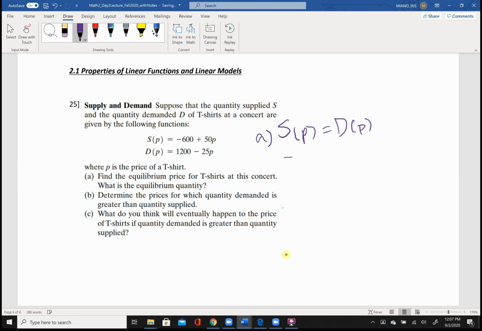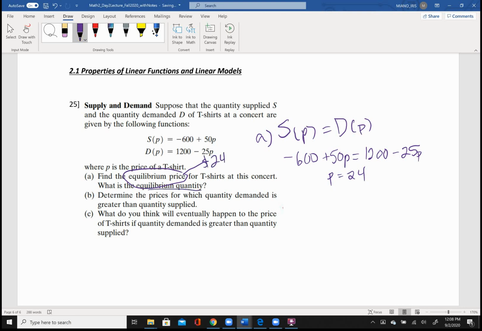So that'll be having negative 600 alone, plus 50p equal to 1200 minus 25p, and you're going to solve for p, getting p all by itself. You're going to use properties of equality, and I believe you will get p equals 24. So that means that the equilibrium price here is $24.